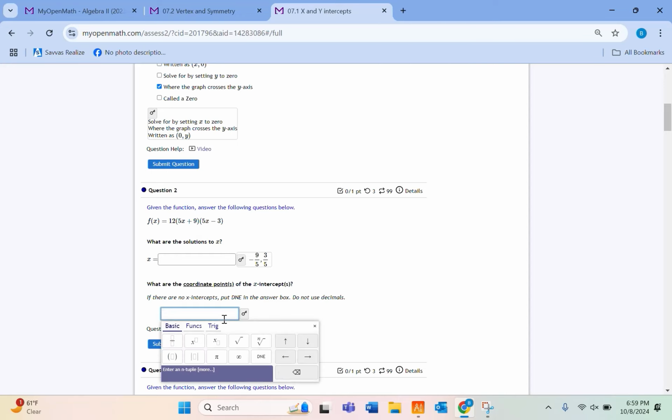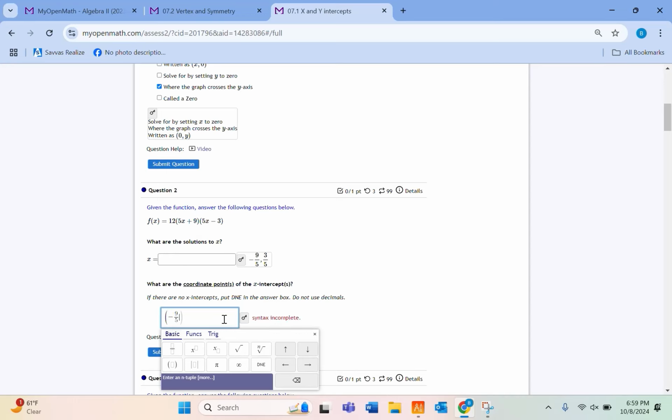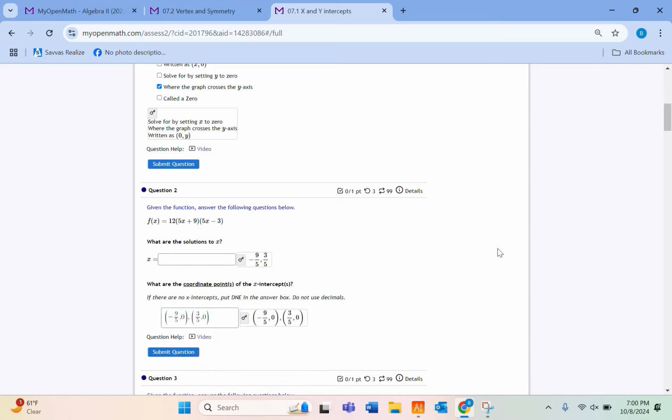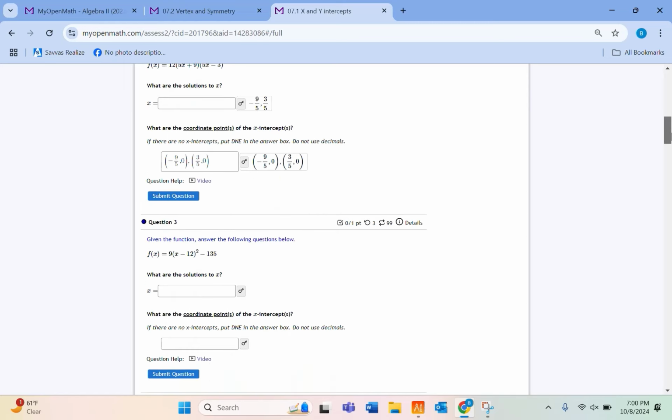Now, the coordinates of the x-intercept, well, that's going to be at negative 9/5, and y is 0, because we had it set equal to 0. And they want probably a comma. 3/5, comma, 0. There we go, comma 0. Maybe I'll get it. See, it ain't too hard.